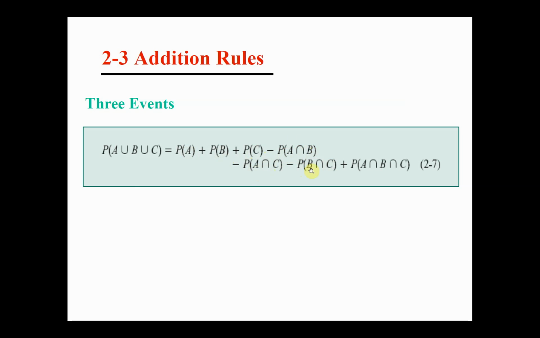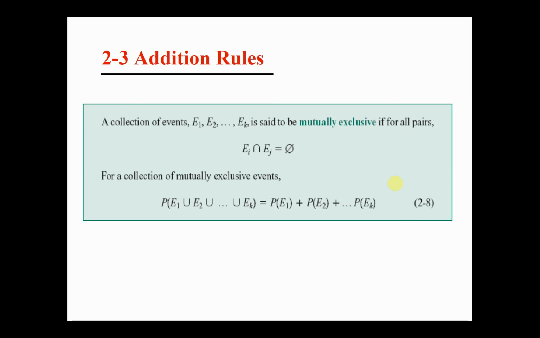So minus all three pairwise intersections among the three sets, but at the end plus the intersection of all three events, plus probability of A intersection B intersection C. So let's cover that without proof, because the proof would be a little bit tedious in this case. And finally, we also extend the concept of mutually exclusive.